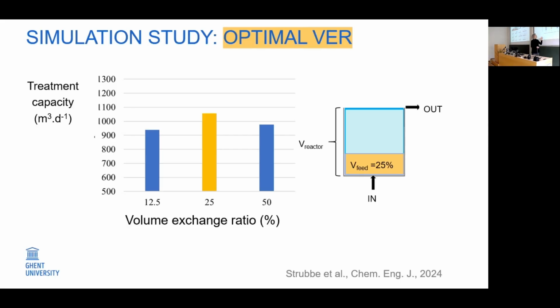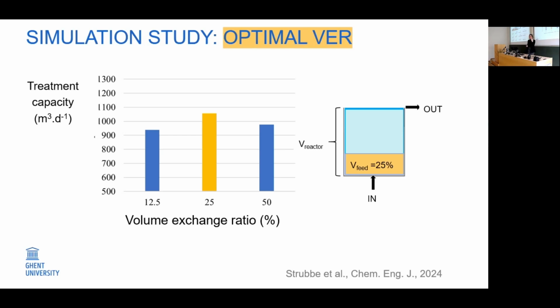We played here with the volume exchange ratio. So what is the volume exchange ratio? Each cycle, you take in an amount of wastewater. Not 100%, because, as I already told you, you have simultaneous feeding and effluent withdrawal. So there's an amount that you can feed the reactor with. So the volume of the fresh water compared to the whole volume of the reactor is called the volume exchange ratio. And we found that there is an optimal volume exchange ratio, leading to the highest possible treatment capacity.